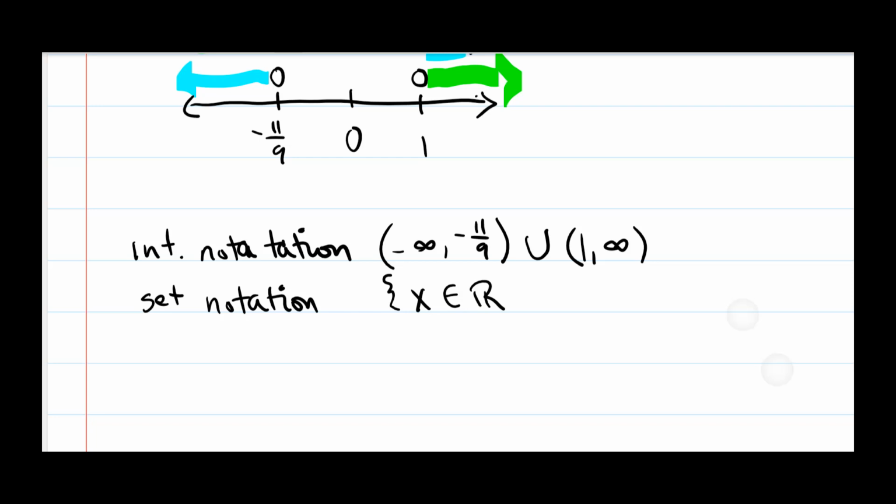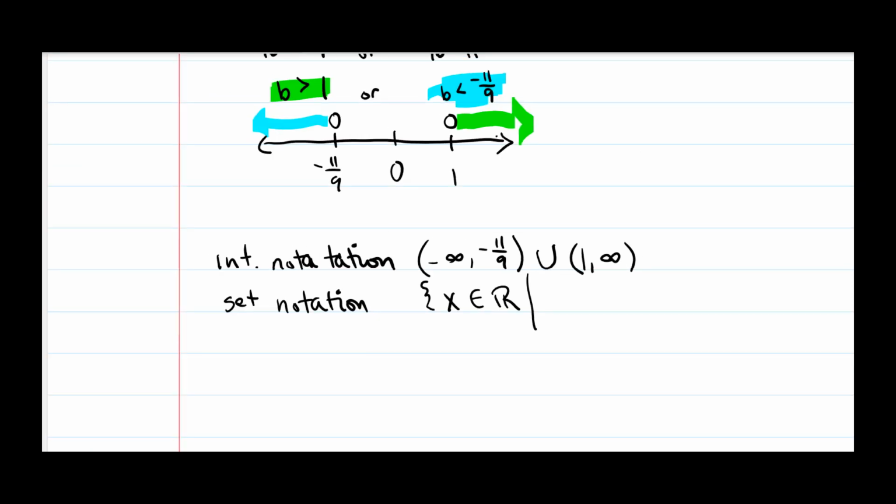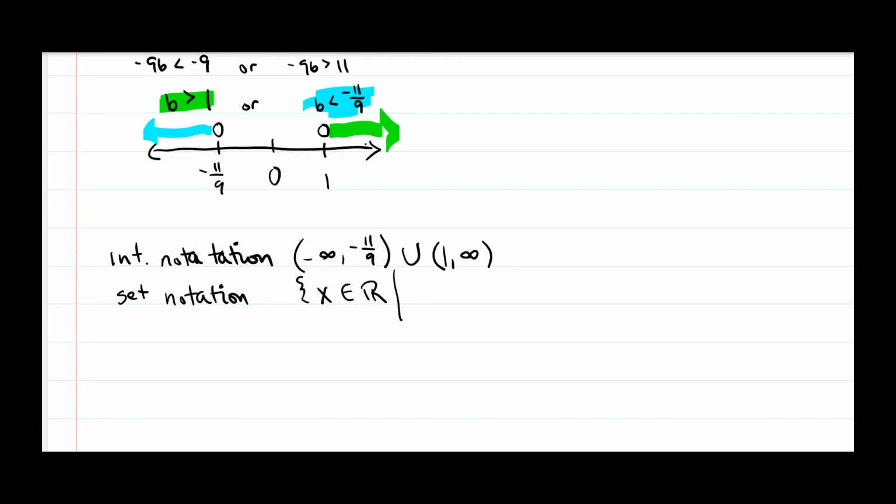And then you're going to draw this bar. It's kind of like half of an absolute value bar. So you're going to have that piece next. So x is an element of all real numbers. And then, more or less, we're going to write in order the two pieces that we had. So we're going to have b is less than negative 11 over 9, or b is greater than 1. And then we'll put a nice little curly bracket to close that.